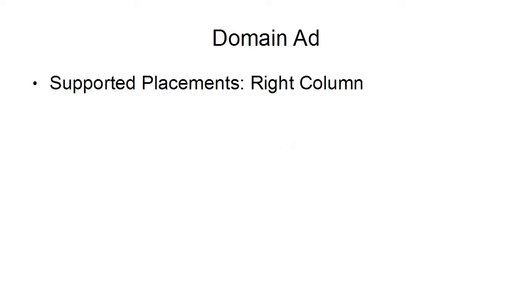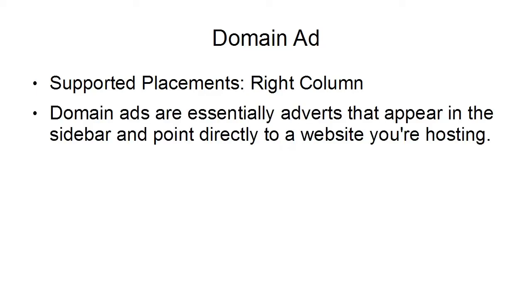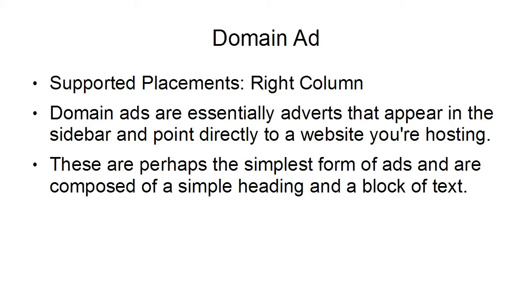Then there's a domain ad, and the supported placement is in the right column. Domain ads are essentially adverts that appear in the sidebar and point directly to a website that you're hosting. It's a similar way to a Google AdSense ad. They are perhaps the simplest form of ads and are composed of a simple heading and a block of text.